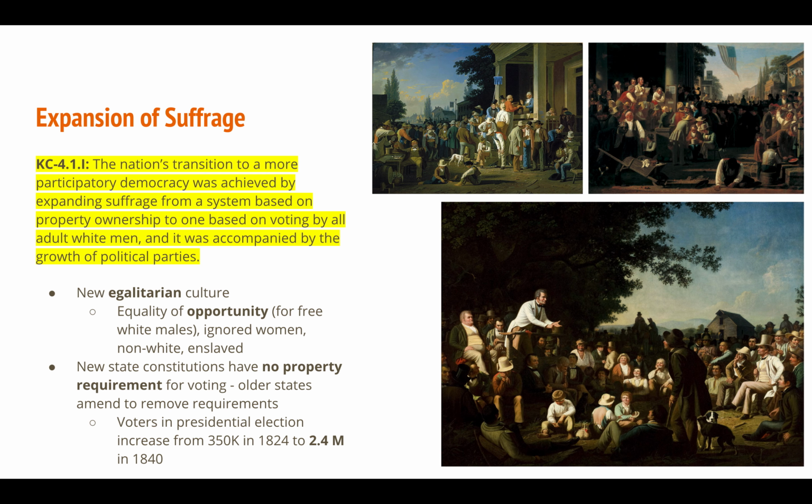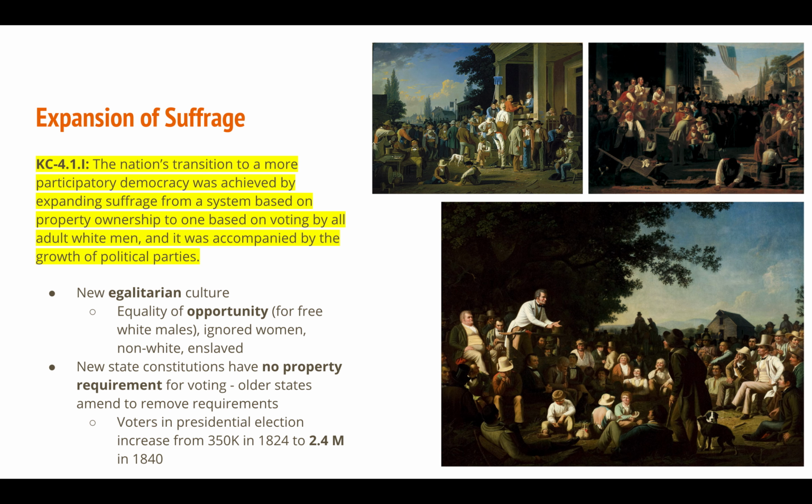And again, this is really only applicable to the white male population. Of course, women are still not given equal and full rights, and there's still slavery going on in the country. But for the white male role in government, that is seen as more egalitarian. There is an equality of opportunity. And we have new state constitutions that are starting to take away those property requirements for voting. The older states are starting to amend their state constitutions to remove those requirements as the new northwestern states are being admitted.